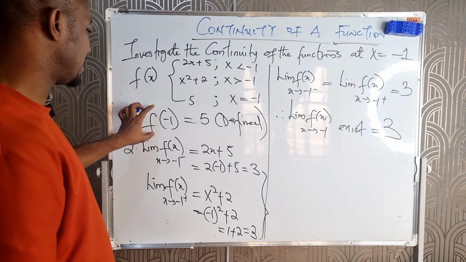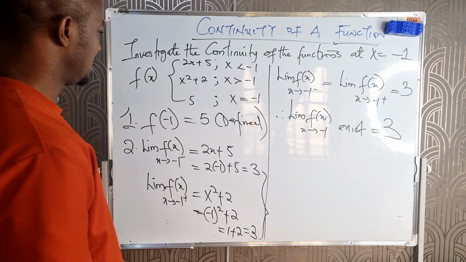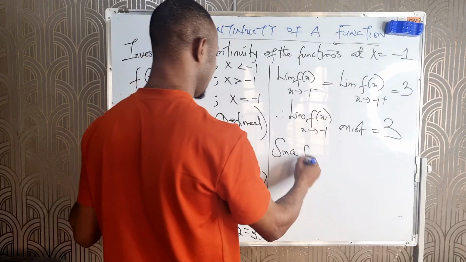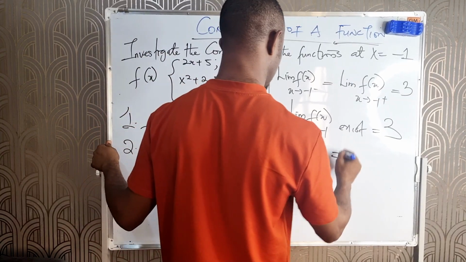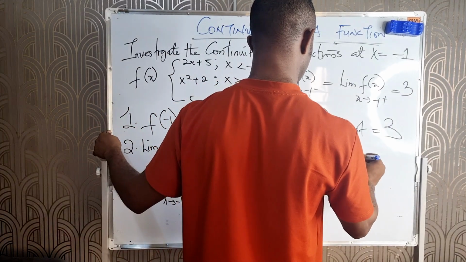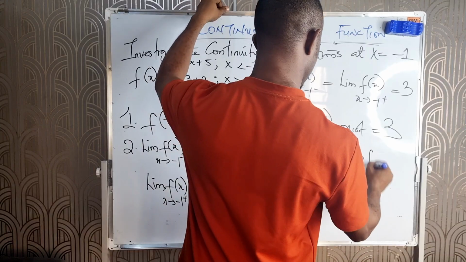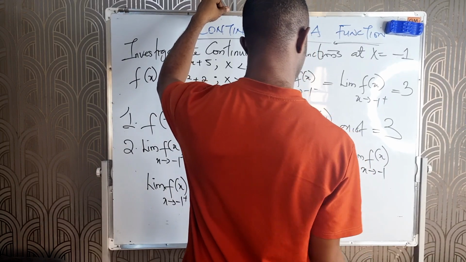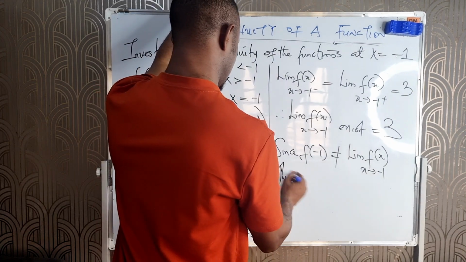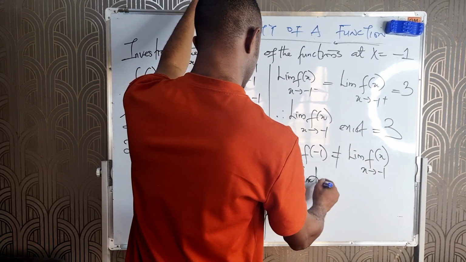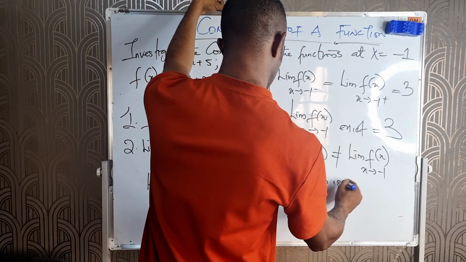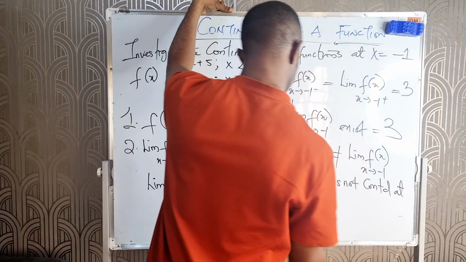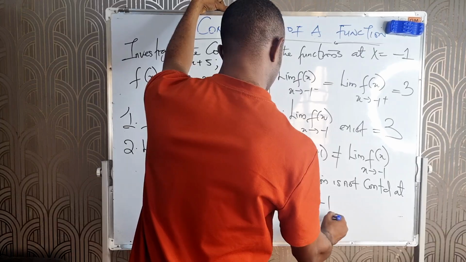But f of -1 is not equal to our limit, since f of -1 is not equal to the limit of f of x as x approaches -1. The function is not continuous, right? The function is not continuous at x equals -1.